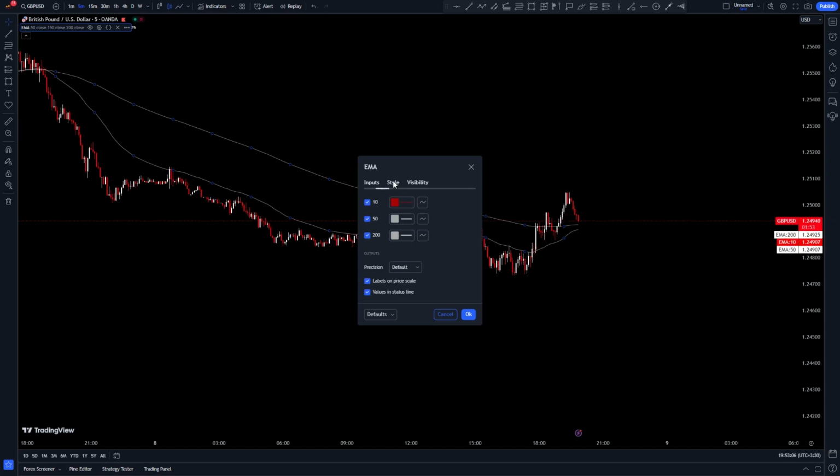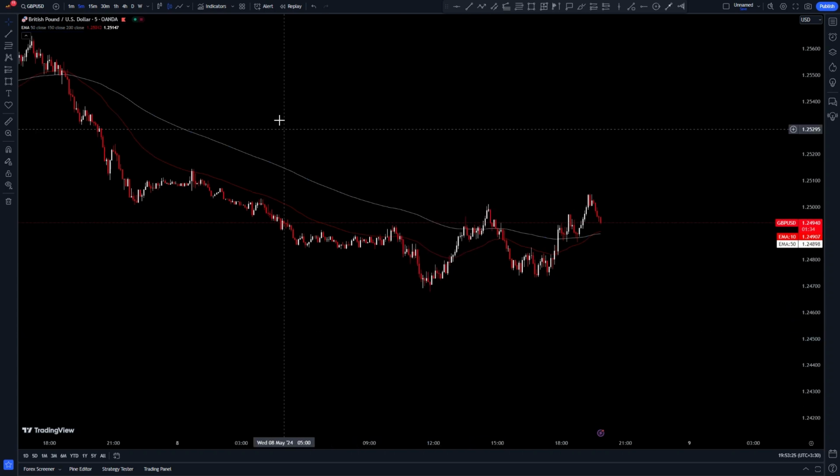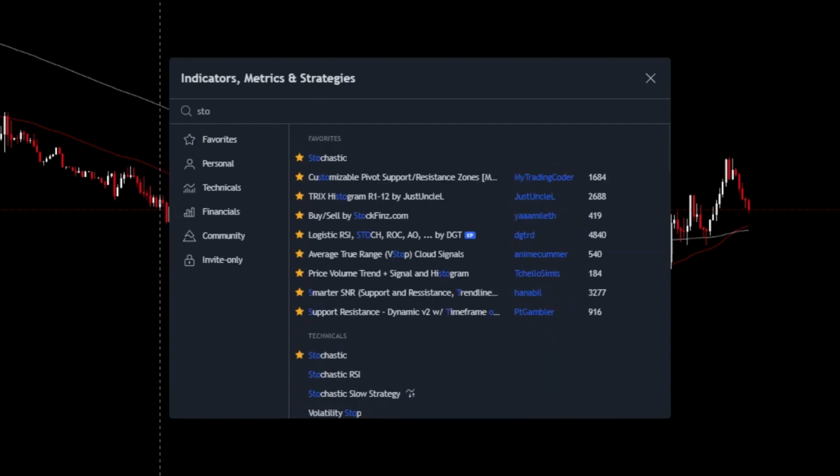Go to the Style tab and deactivate the 200-period moving average. Go back to the Indicators tab and search for the stochastic indicator, then add it to the chart.